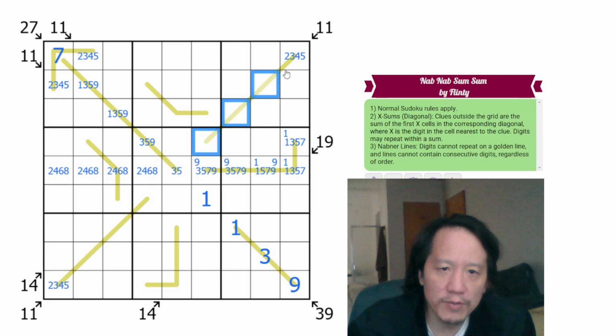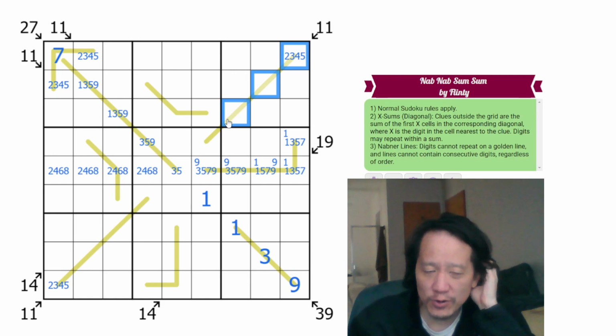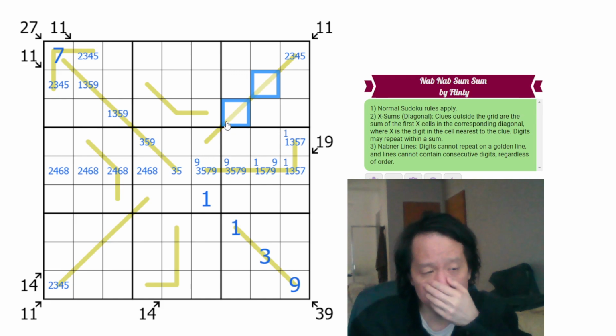This can no longer be 1. So if this was 5, this would be at minimum 1 or 2 and 3. So this would be 5. And this would have to be 5, 1, and 2 at minimum. But that doesn't work, right? Oh, in addition, this is a full Nabner line. So it can't be 4 and work correctly because you can't have repeats. So this could be at most 4, 2, and 1. But that doesn't work because, yeah.